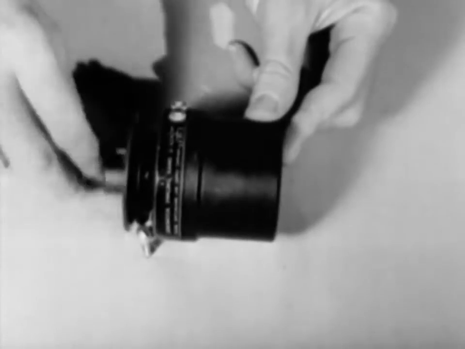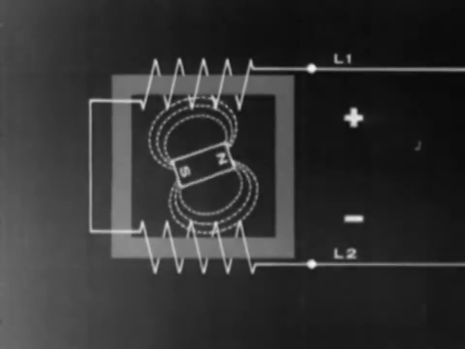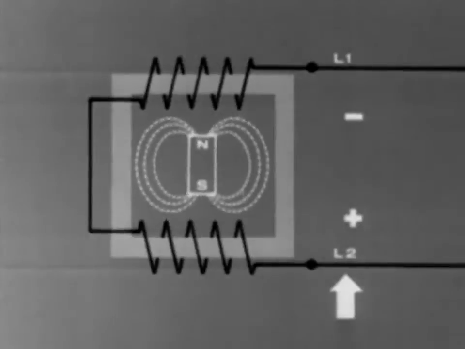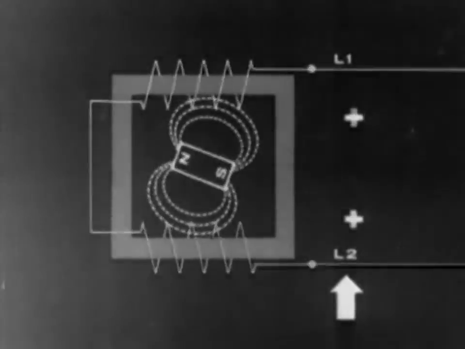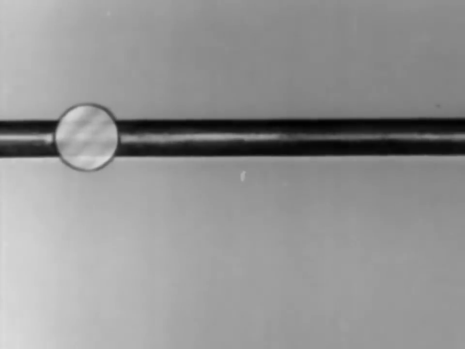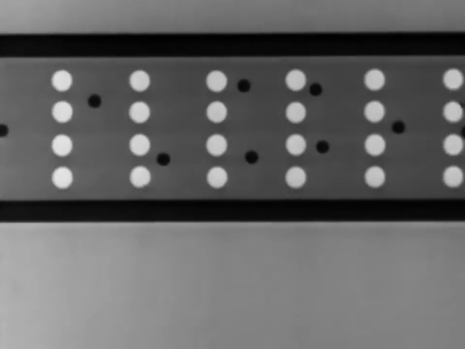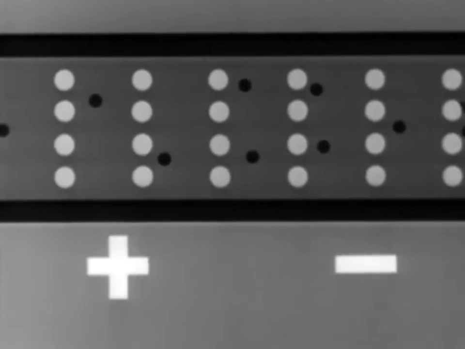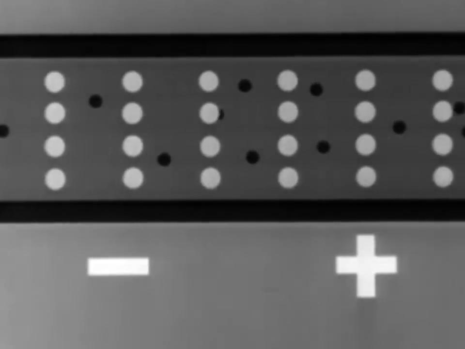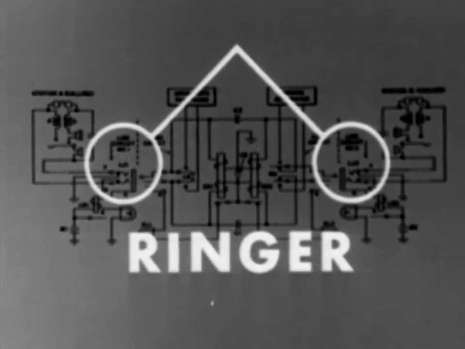When we connect this generator to our line, it will create a signaling current alternating at approximately 20 cycles per second. Let's take a closer look at the electron flow in one of the lines. It shows that we have created a signaling current which will operate a visual or audible device to attract attention to the telephone. The audible device is the telephone ringer or buzzer.